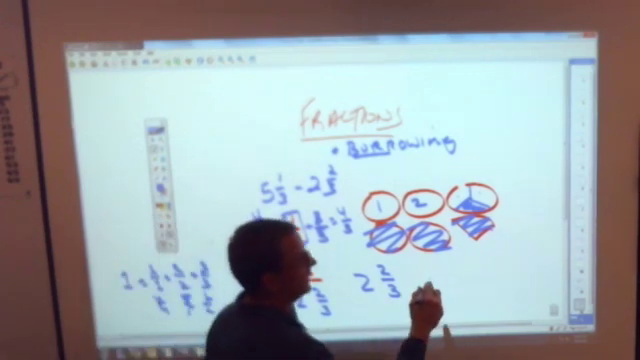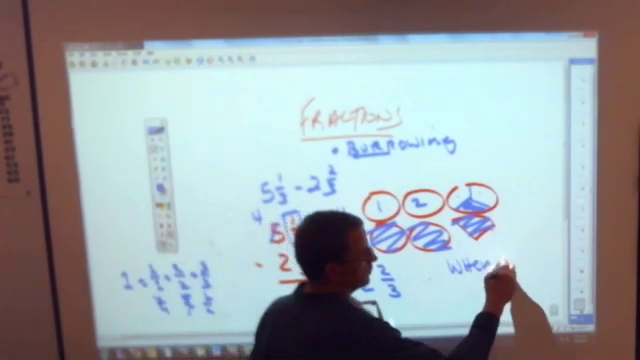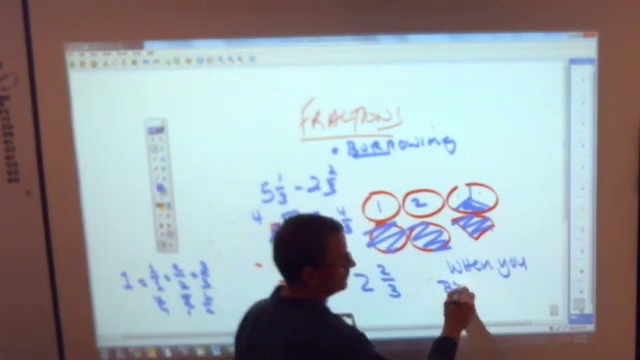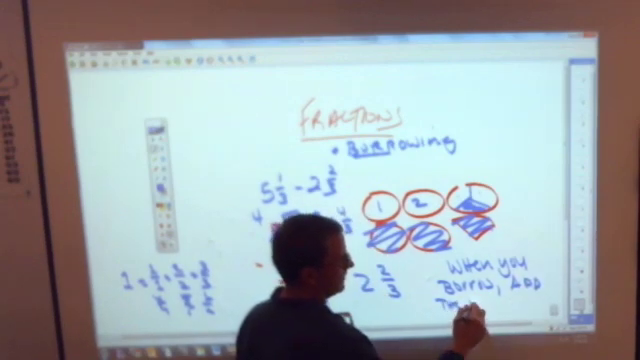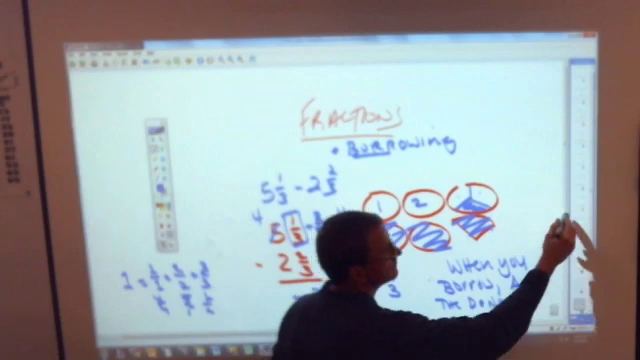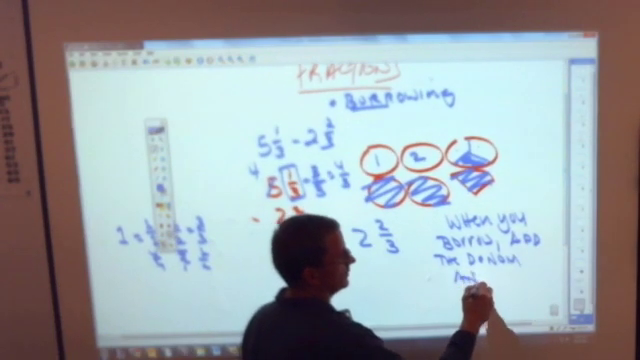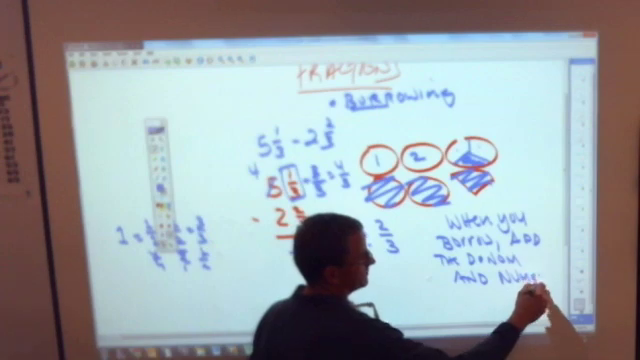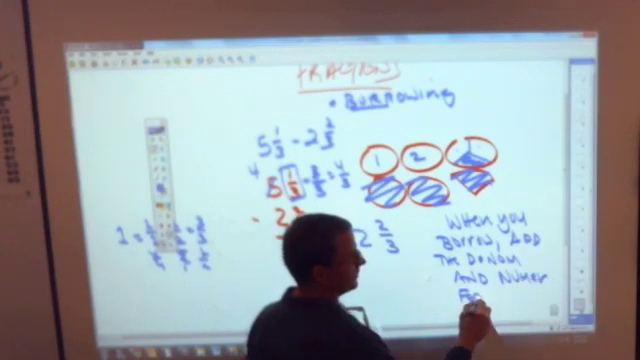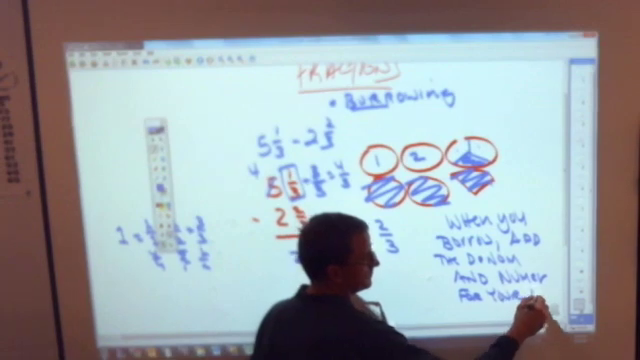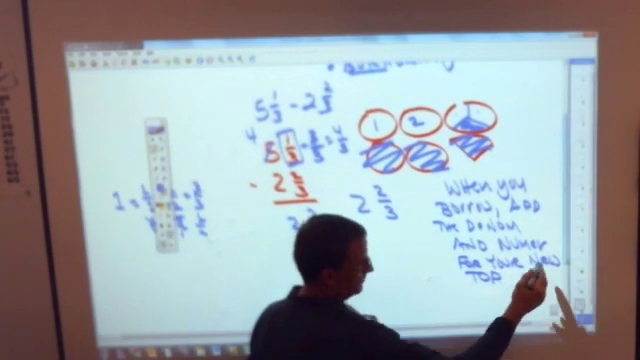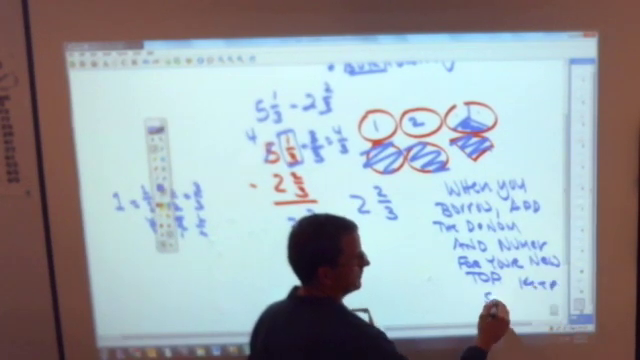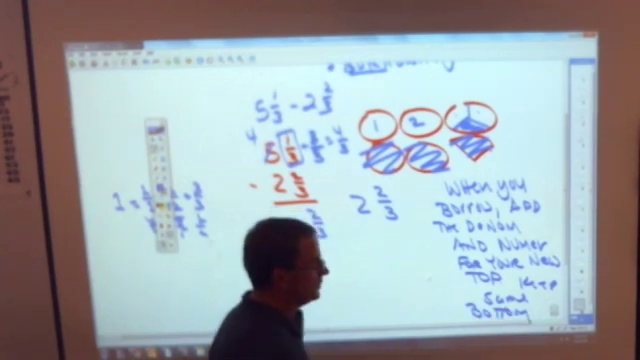And that's something we'll write down. When you borrow, you add the denominator and numerator, those are the top and bottom, for your new top number. And remember, you're not changing the bottom. You keep the same bottom. Running out of room. Okay, you keep the same bottom.